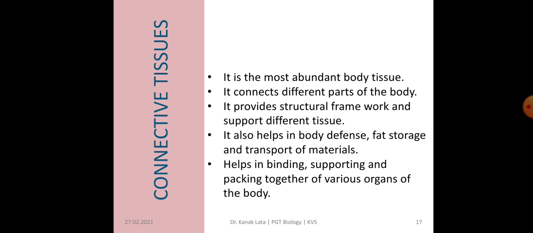Now the next is connective tissues. It is the most abundant tissue of our body, and the name indicates connective tissue, so it helps in connection of different parts of the body. It connects different parts of the body, provides a structural framework, and helps in supporting the different tissues of the body.